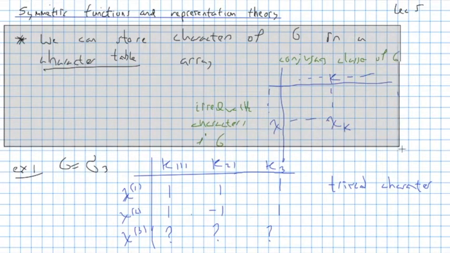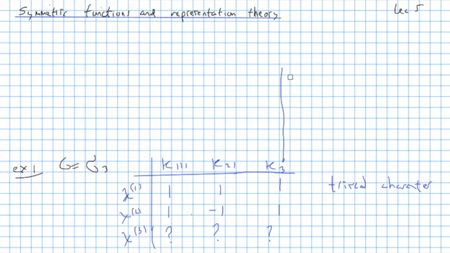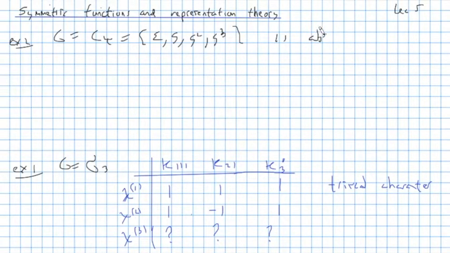Let's look at another example. We haven't talked about the cyclic group in a while, so let's look at it again. So let's look at C4. So we have a cyclic group with four elements. Okay. So this group is abelian. So the conjugacy classes have size 1.